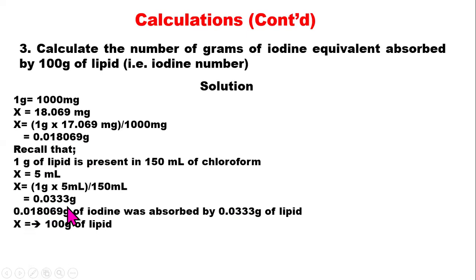So this value that you calculated, the iodine absorbed, was absorbed by 0.0333 grams of lipid. So how many grams will be absorbed by 100 grams of lipid? So now you cross multiply and you arrive at 54.26 grams. So this is your iodine number.